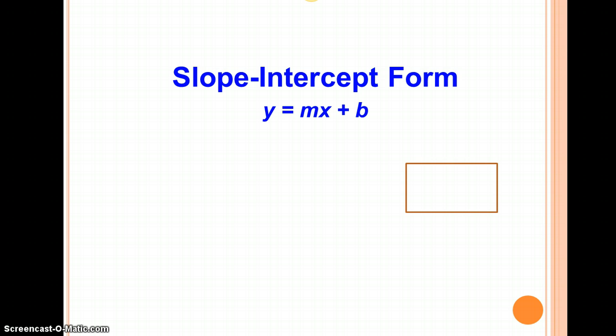How do we graph a line by just looking at the equation of the line? It's very important that the line be in y-intercept form: y equals mx plus b. B will be where the line crosses the y-axis, while m will always be your slope, your rise over your run.